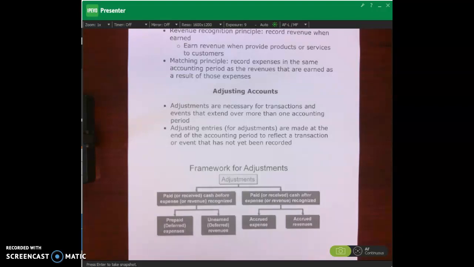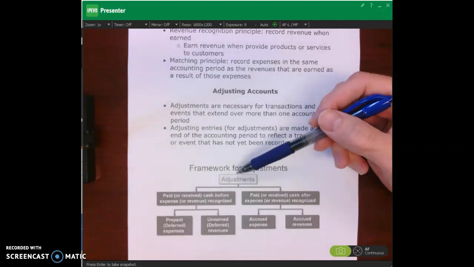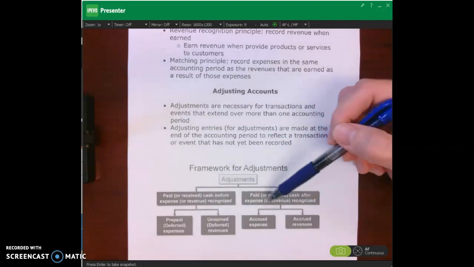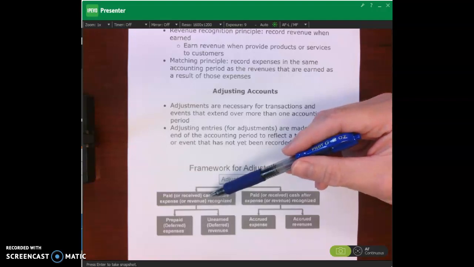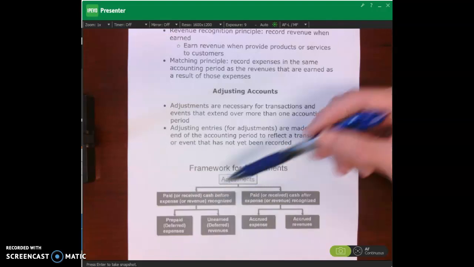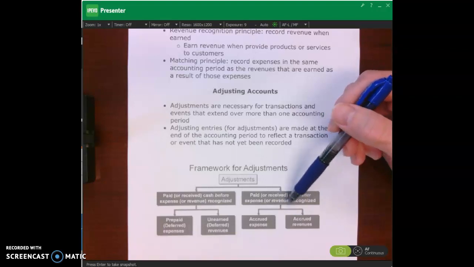Okay, hello and welcome. So we're picking up on the second lecture video for chapter 3 where we left off. I ended the last lecture video by talking about this framework for adjustments. And so remember, we have adjustments at a high level. We can have the situation where we paid cash before the expense or the revenue is recognized, or we paid cash after the expense or revenue is recognized.